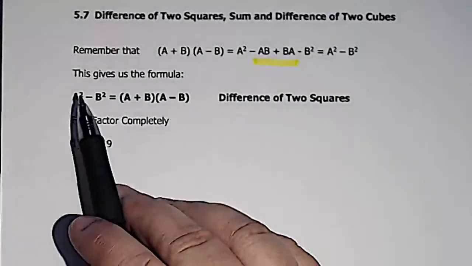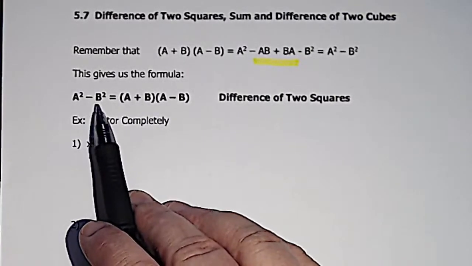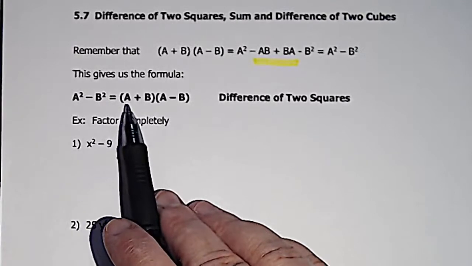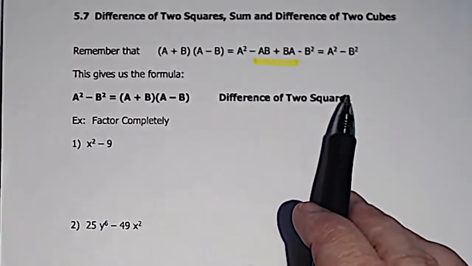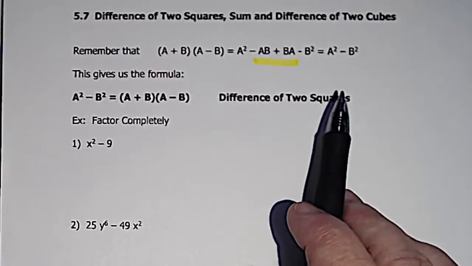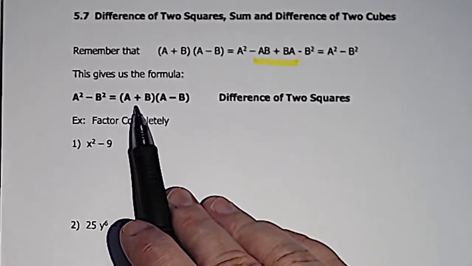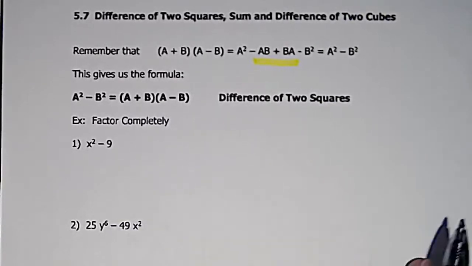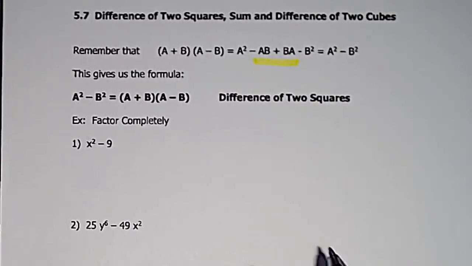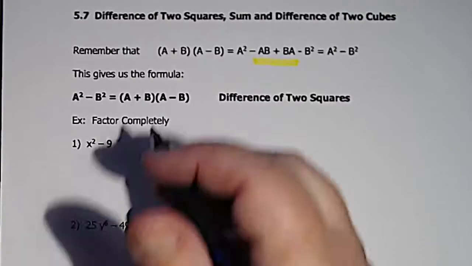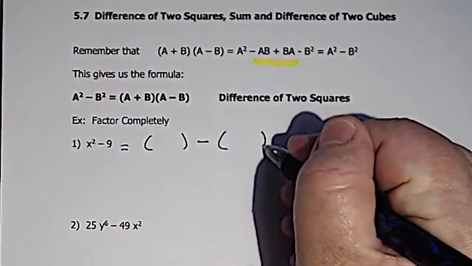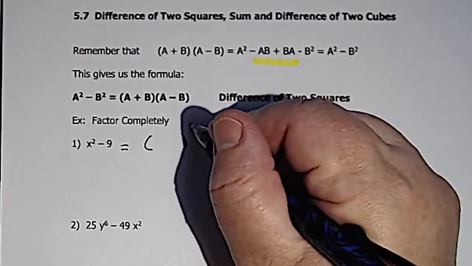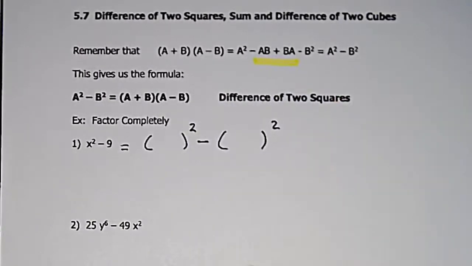So here's the formula. If we have a squared minus b squared, that factors as an a plus b and an a minus b, and we call this the difference of two squares. Now, you may notice that this is also the product of a sum and a difference. It's the same formula, just depends on which side we're interested in. So if I ask you to factor, your goal will be to write the expression out as a difference of two squares.